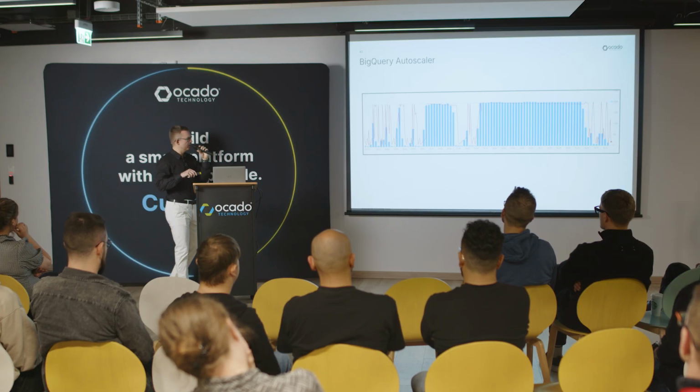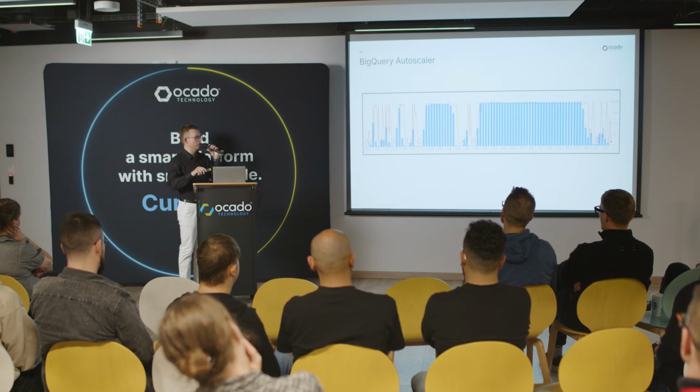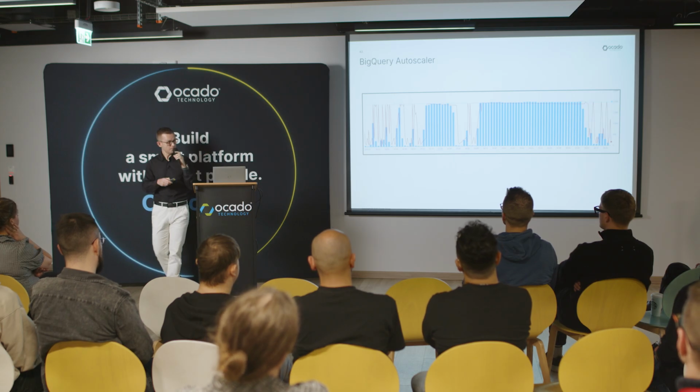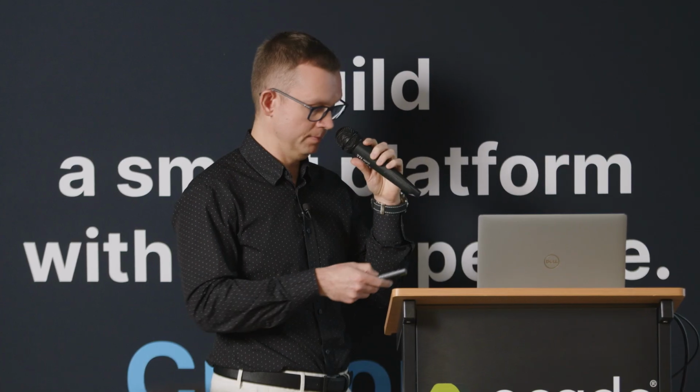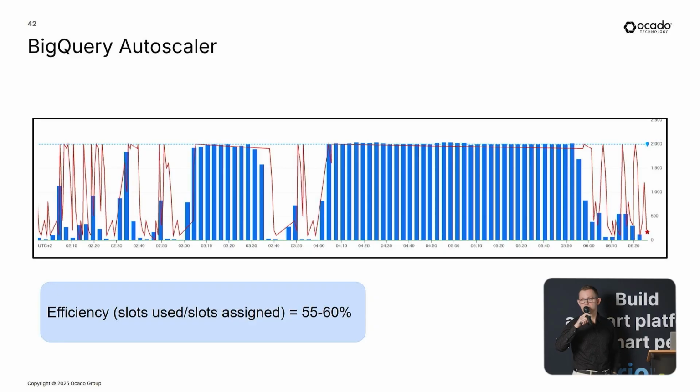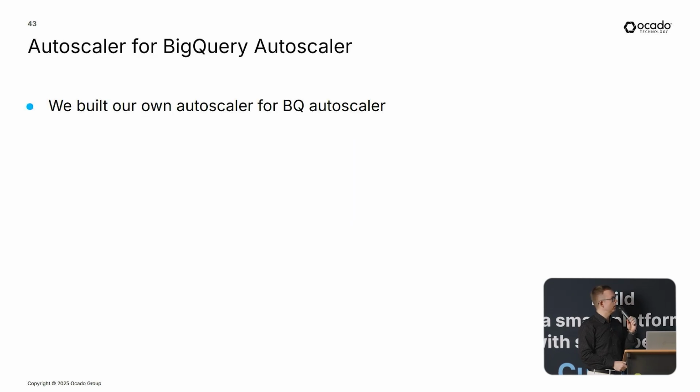And the thing is that you pay not for the slots that you are using, but for the slots that are assigned by the autoscaler. So in our use cases, we measured the efficiency of BigQuery autoscaler, and for us it's about 55 to 60%. So we are paying 100% and using only 60% of capacity. And this is the problem which we solved by creating our own autoscaler for BigQuery autoscaler.